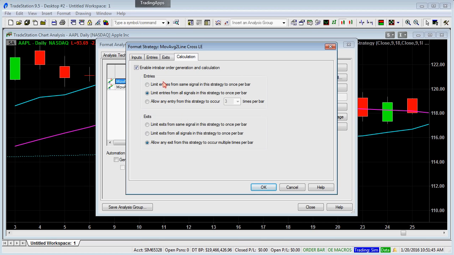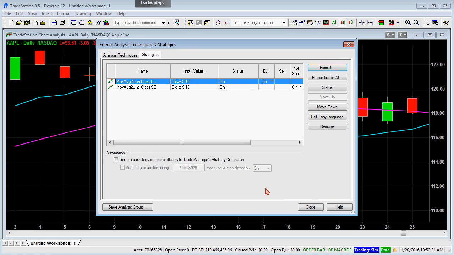You know, when you turn on this intra-bar order generation, the strategy has the capability of generating an order every single tick, which is to a certain extent scary, because if every single tick meets the criteria, you can have hundreds and hundreds of different trades every single bar. So there's some limits here, like limit entries for all signals in this strategy to once per bar, which is the default. Once per bar. Just do it once per bar. If you want multiple entries, you can do that and specify the number.